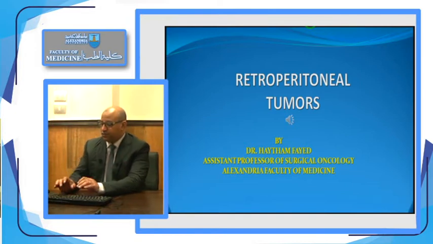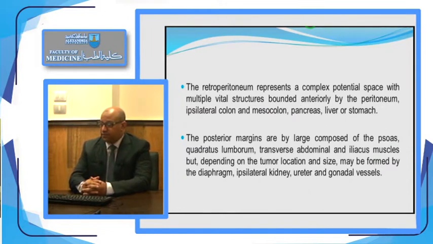We will talk about retroperitoneal tumors. Firstly, we will discuss the surgical anatomy of the retroperitoneum. We mean by the retroperitoneum a complex potential space with multiple vital structures, bounded anteriorly by the peritoneum, ipsilateral colon, mesocolon, pancreas, liver, and stomach.